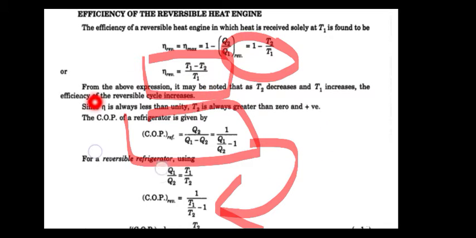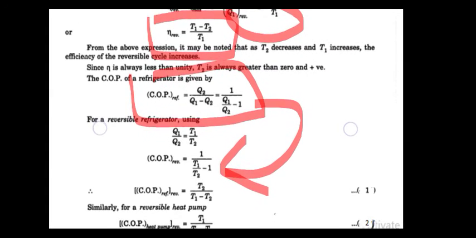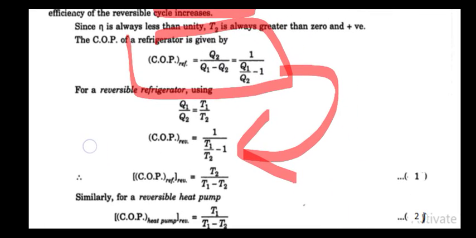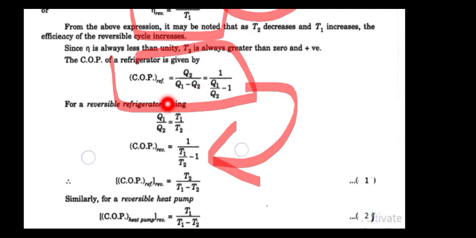Now when we calculate the coefficient of performance, this is the coefficient of performance for a refrigeration, I repeat, for a refrigeration. This is Q2 which I have written over here, and this is the value Q1 minus Q2. When we rearrange this term, we get 1 divided by Q1 by Q2 minus 1. So this is the coefficient of performance for refrigeration. Now, to calculate the coefficient of performance for reversible, this Q1 and Q2 we take equivalent to T1 and T2.